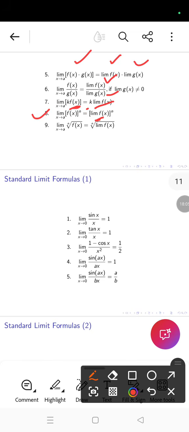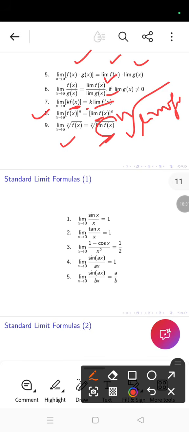Similarly, if it is the limit as x tends to a of the nth root of f(x), you can write it will be equal to the nth root of the limit of f(x). You just find the limit of f(x), then take the nth root. Okay.